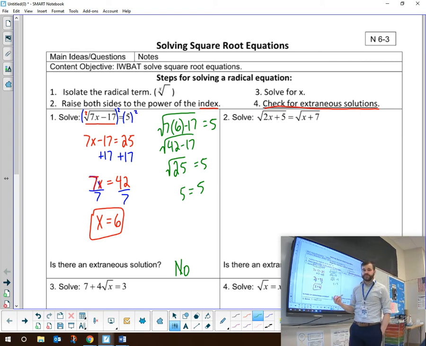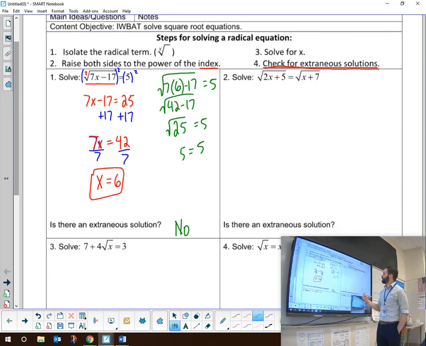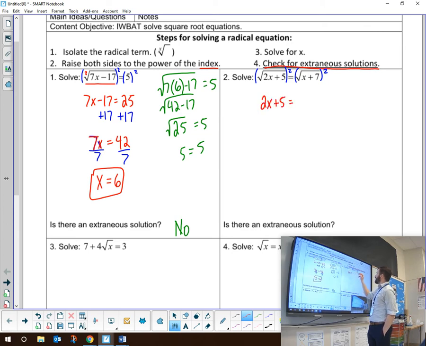Okay, let's take a look here at number 2. With number 2, we have 2 square roots, one on each side, and they are both already solved for. So with this one, I can get rid of both the square roots in one fell swoop. All I need to do is square each side. So I'm going to square this side, and I'm going to square this side. Okay, so 2x plus 5 squared, the square root and squared cancel, so I'm just left with 2x plus 5. And the square root and squared cancel over here, so I just have x plus 7.